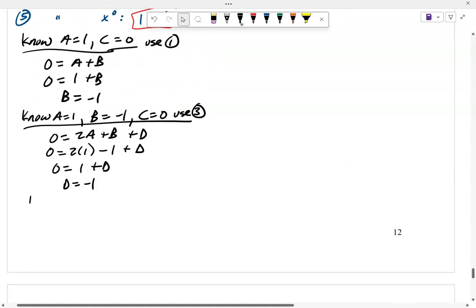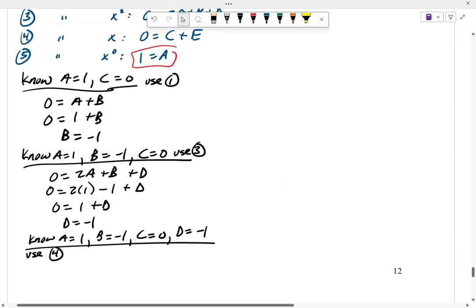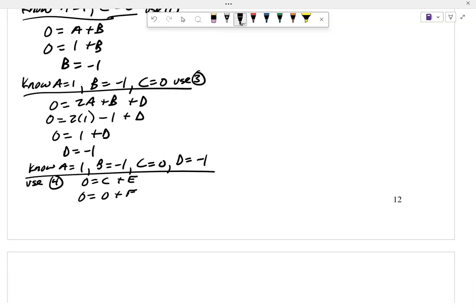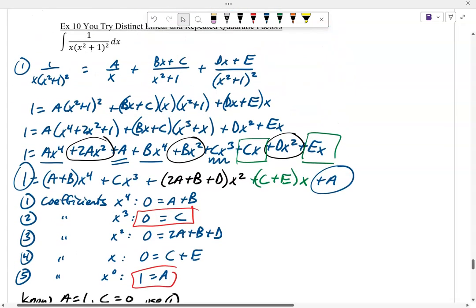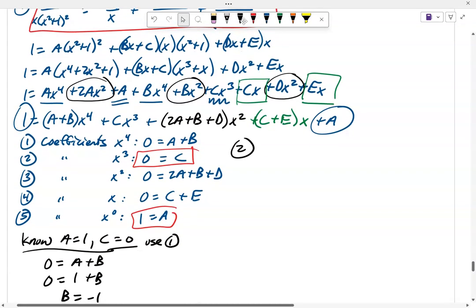And now we know a is 1, b is -1, c is 0, d is -1. Let's go ahead and use 4, which is 0 equals c plus e. So it looks like our e is 0. And so now we have, let me come back up here, and I'm coming back to this, right? Now I can set it up. I've got step 2 here.